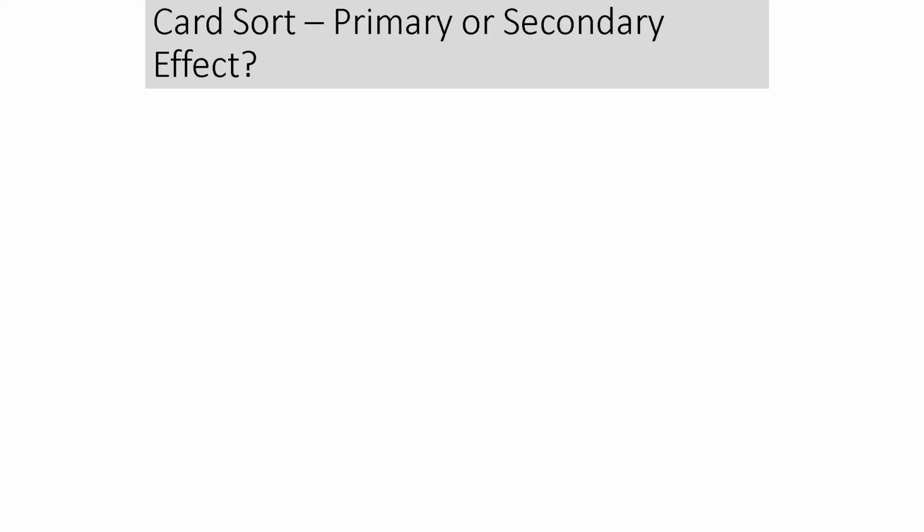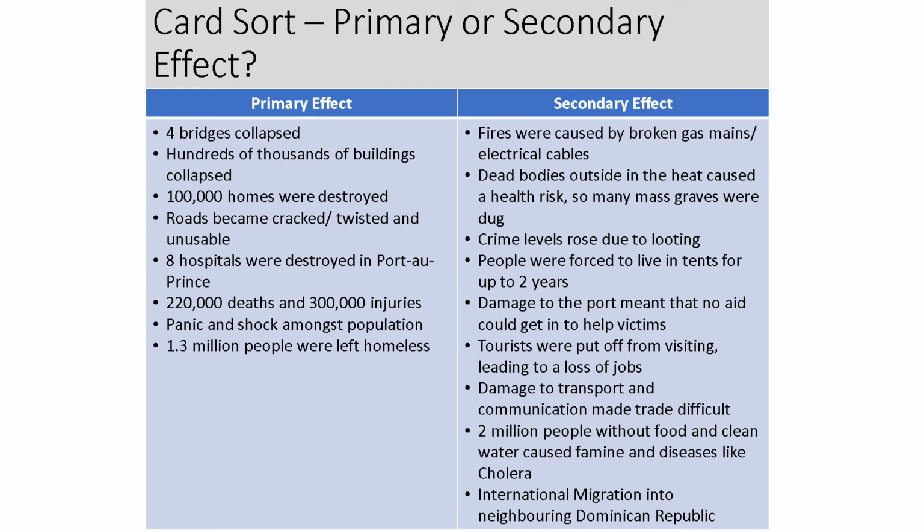Okay, so on this slide you can check whether you've got the previous one right. If you have a look here, we can see a list of primary and secondary effects. Some of these are quite shocking. We've used the figure 220 deaths for various reasons. That figure is actually quite difficult to check for accuracy. It's believed between 200 and 320,000 people actually died.